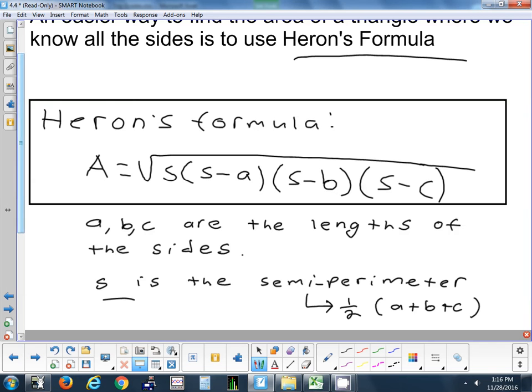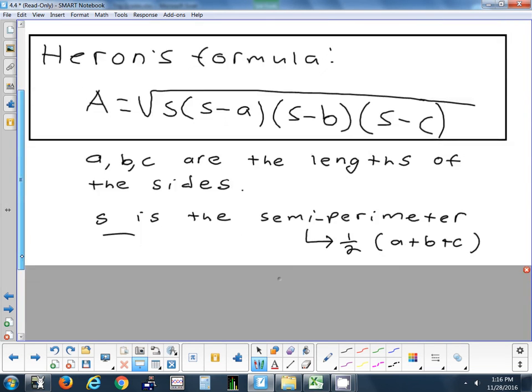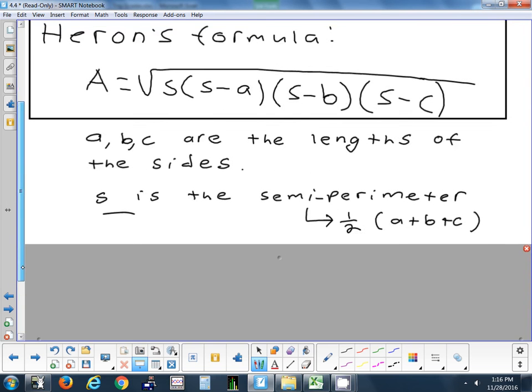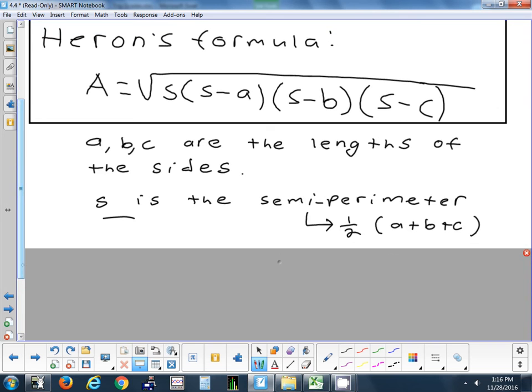And now that last problem we did, you could go back and do it again with this formula, probably a lot faster. Okay? But I'm not going to do the same problem. Okay, does everyone have Heron's formula?